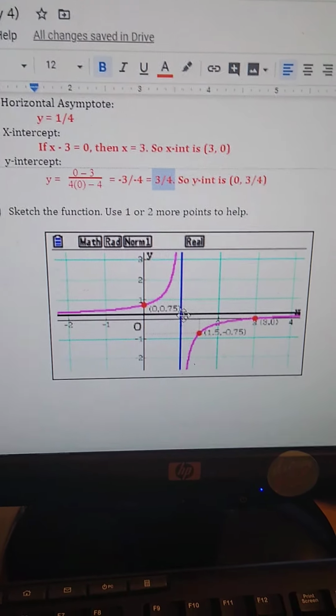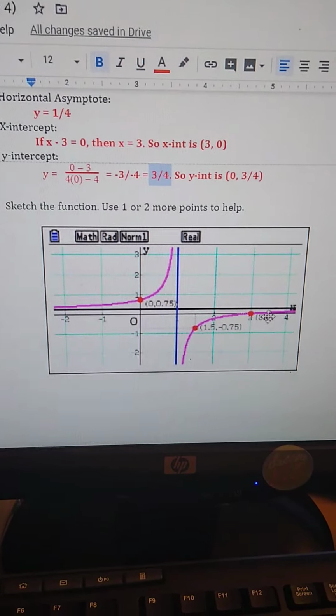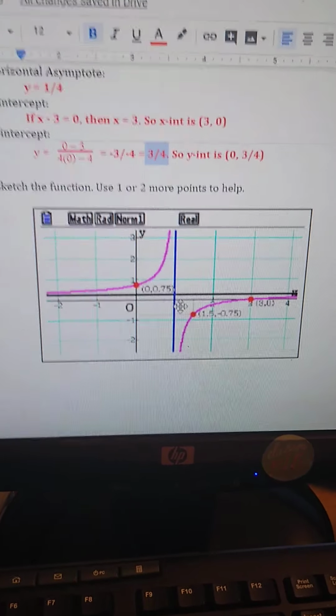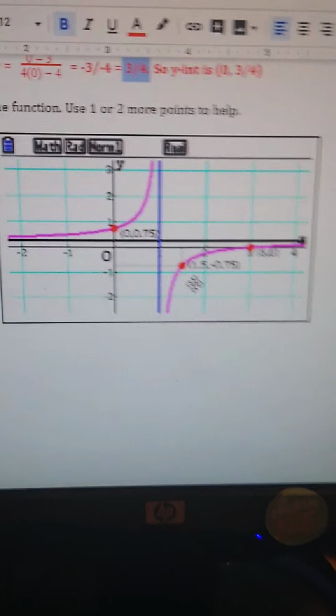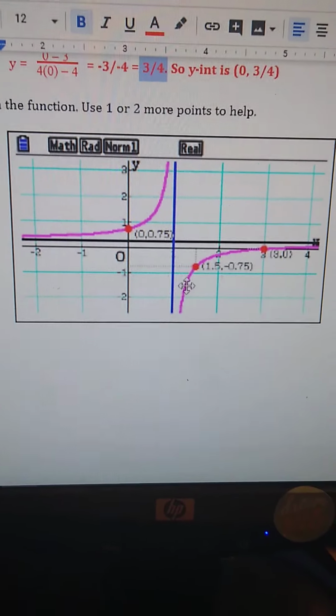And this is why we need to label these asymptotes, because if you didn't see this black line here, if you didn't draw it and label it, you'd almost think maybe it's following 0 if you're not paying attention to the details. So just be detail oriented and make sure you're graphing them as accurately as possible. Make sure you have them following the asymptotes in every direction.